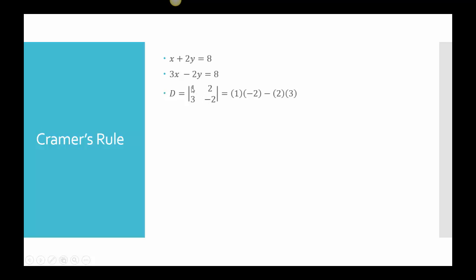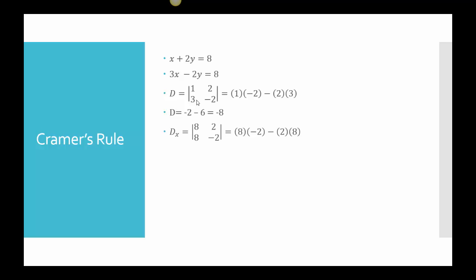And to take the determinant, remember we're going to go diagonal, subtract, diagonal. So 1 times negative 2 minus 2 times 3. Okay, let's simplify that. Negative 2 minus 6 is negative 8. So that's our d. That's our first determinant.